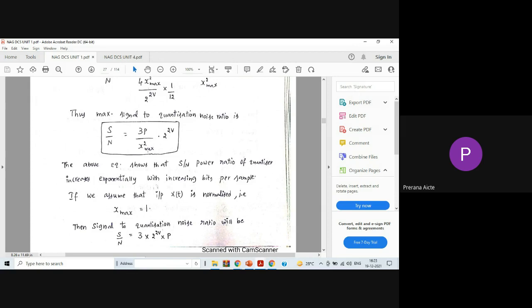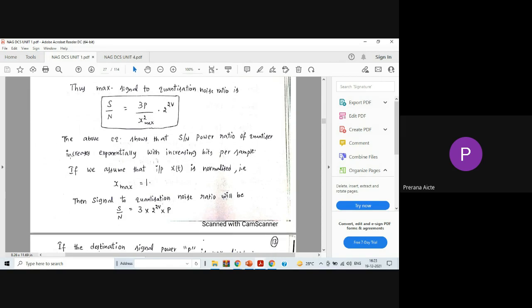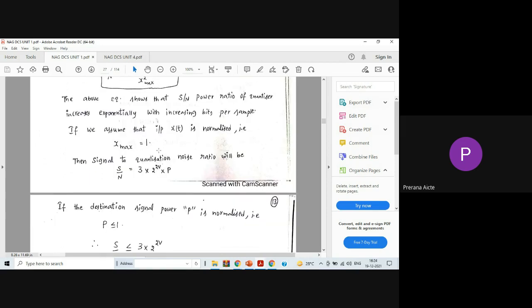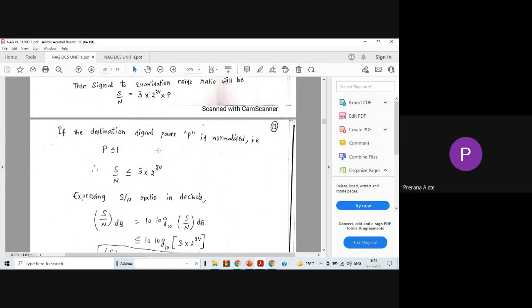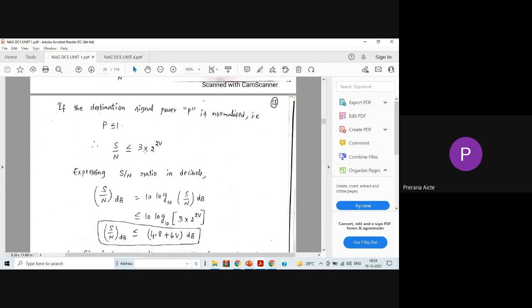And suppose you assume the input signal is normalized and its maximum value is 1, then the signal to quantization noise ratio will be S by N equals 3 into 2 power 2V into P, because X max value is 1. And if the destination signal power is also normalized, then we write S by N less than or equal to 3 into 2 power 2V.